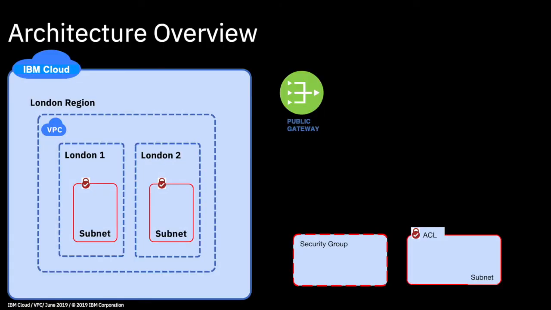Right, so you can see that creating subnets is actually pretty simple to do. It doesn't take long at all. Just to recap, this is what our architecture currently looks like. We've now got two subnets, one in London 1, one in London 2, or indeed the zones of your choice.